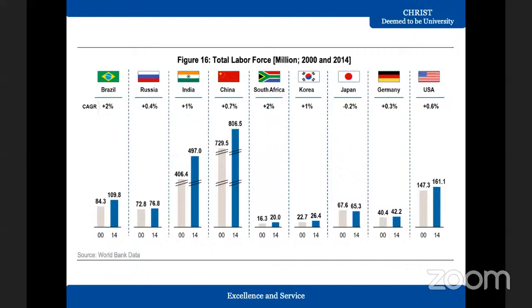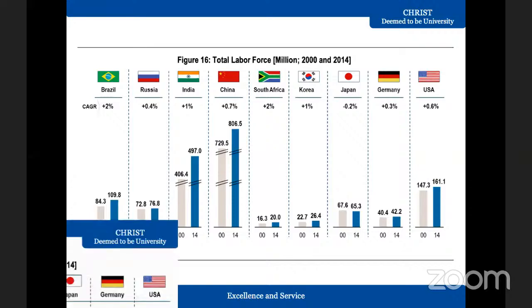Now this is another, total labor force. You can see our graph has risen because our population is next to China, right? China is 806.5, ours is 497.0. Since we have more manpower, we are leading in total labor force across the globe. So we are happy about that.